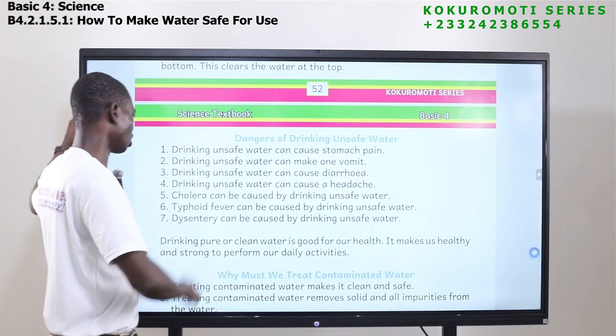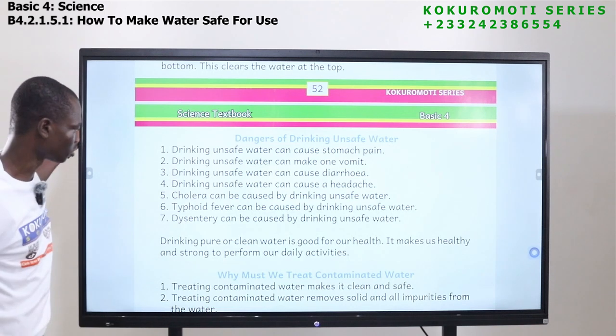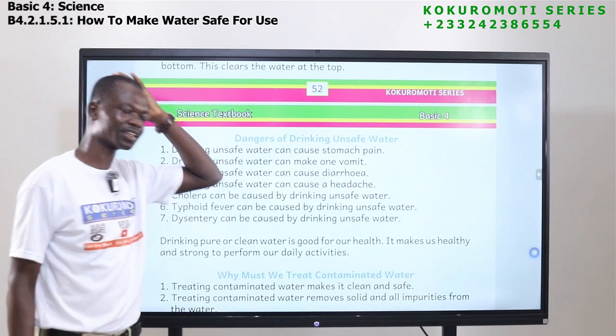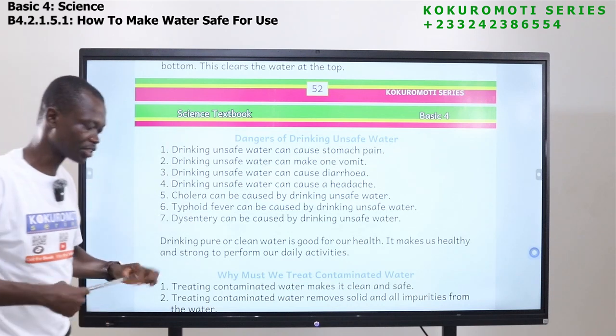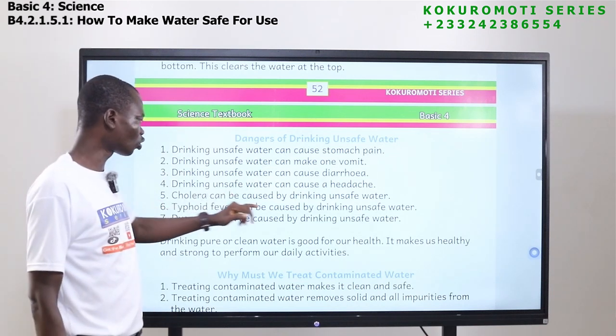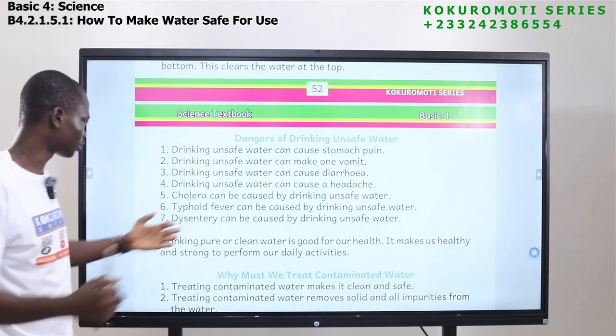So if you drink unsafe water, that is what will happen to you. The next one is that drinking unsafe water can cause a headache. Your head, you have a severe headache. The next one, cholera can be caused by drinking unsafe water. So you can get cholera.